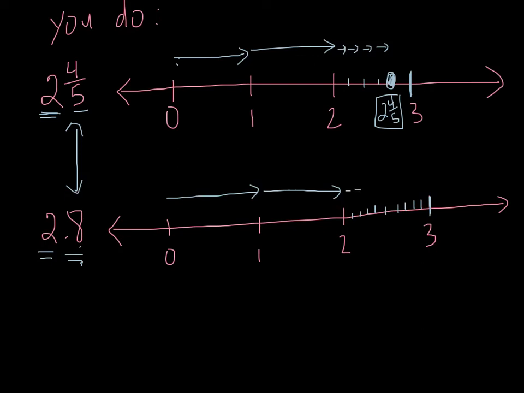1, 2, 3, 4, 5, 6, 7, 8. I've crossed 8 of them and landed there. And that is 2.8 on the number line. Same spot basically right there. 2 4/5 of a dollar is the same as $2.80.